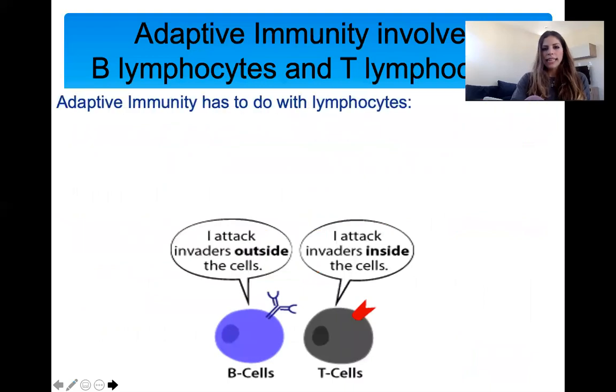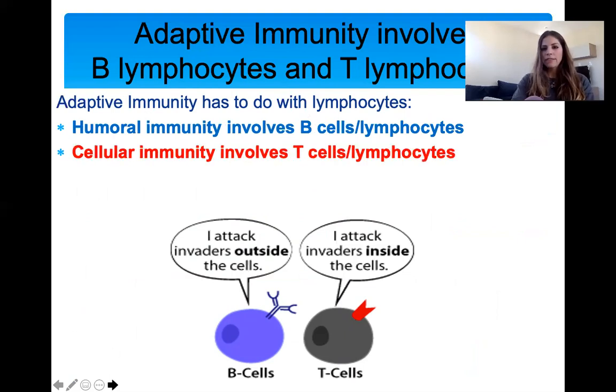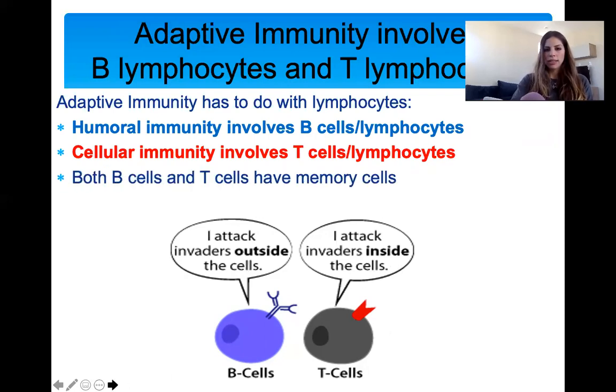So again, adaptive immunity has to do with lymphocytes. Humoral immunity involves B cells or B lymphocytes. Cellular immunity involves T cells or T lymphocytes. And humoral immunity is where B cells attack outside invaders, and cellular immunity is the one where T cells attack intracellular pathogens. And both B cells and T cells have memory cells.